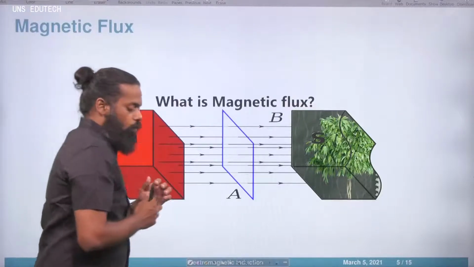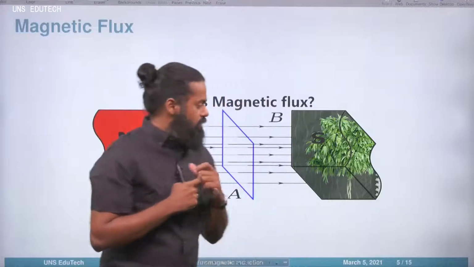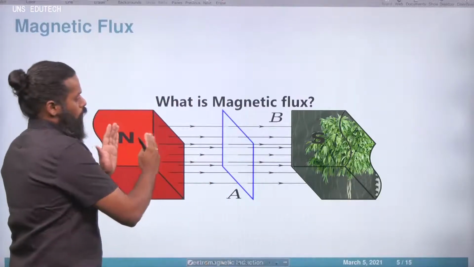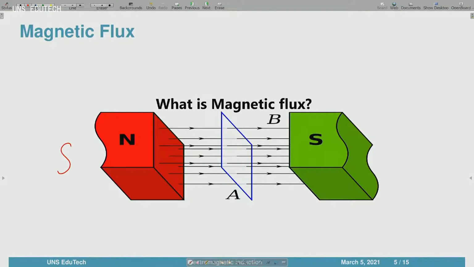Now we have to understand a very important parameter called magnetic flux. See, this is a continuous magnet, with a south pole and north pole here, and a south pole and north pole here. We are putting two magnets side by side. If that is the case, there will be lines of force. We can represent the magnetic field in the form of lines.